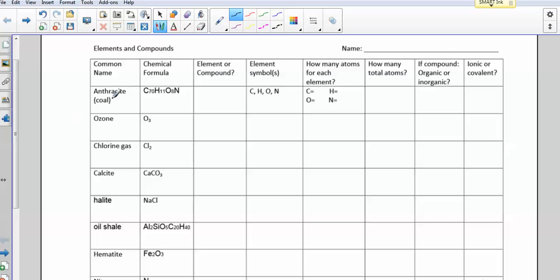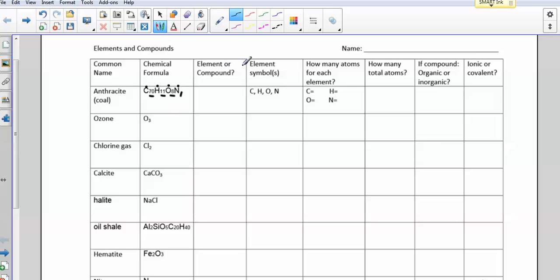So first thing we're going to look at is anthracite, which is the scientific name for coal like you would burn. It's got a chemical formula of, look at the element symbols, carbon, hydrogen, oxygen, nitrogen. So it's got 4 different elements in it. It also is telling us, look at these numbers here, are telling us how many of each element. I've got 70 carbons, I've got 11 hydrogens, I've got 8 oxygens. Nitrogen, there's no number there, and that means there's just one of them. They just don't bother writing it.